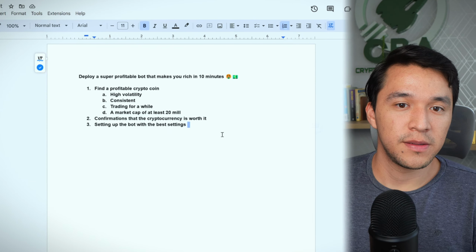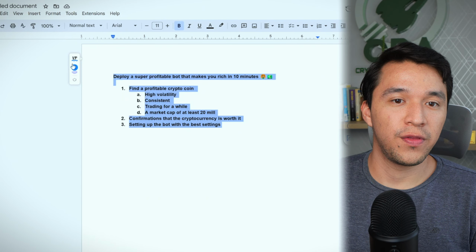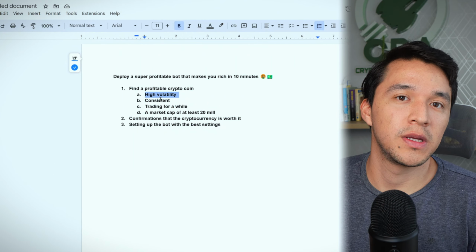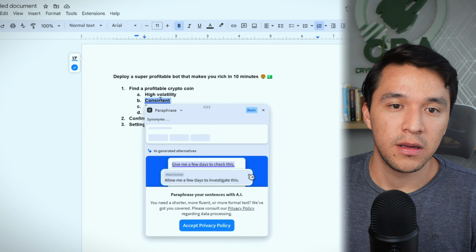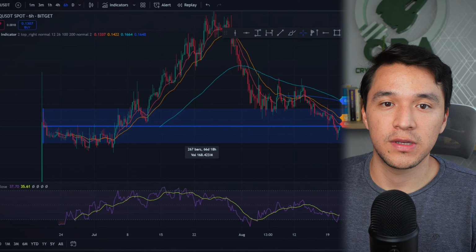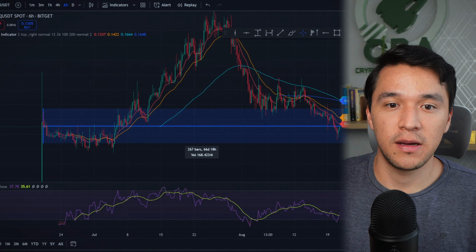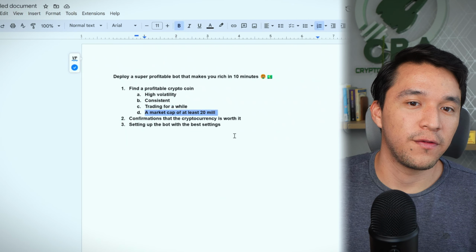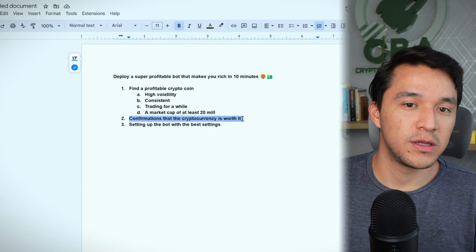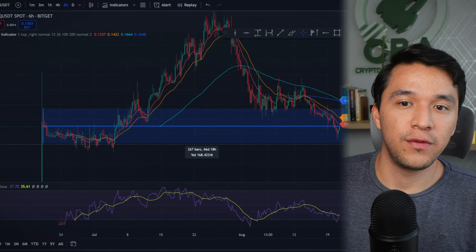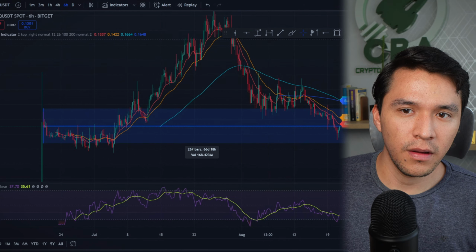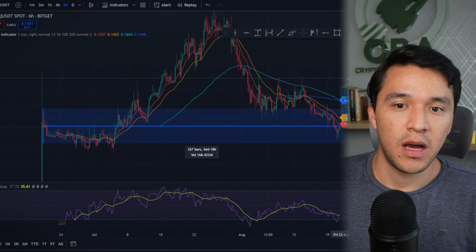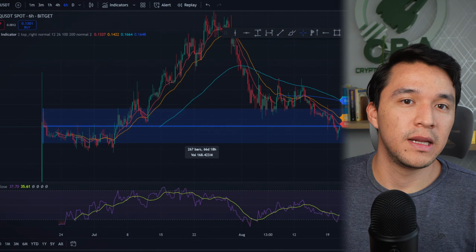So yeah, guys, that's about it. Make sure to go over these steps. We look for something that has high volatility using the CBA 2.0 indicator, something that is consistent because it has been trading sideways for quite some time. We looked for something that has a market cap of at least 20 million. For the confirmations, what I did is that I've used the volume being bullish, and I also use the RSI being less than 53.